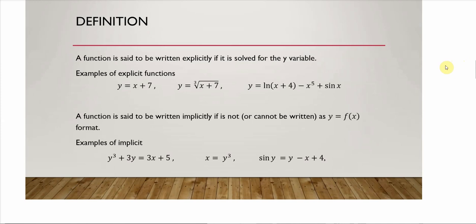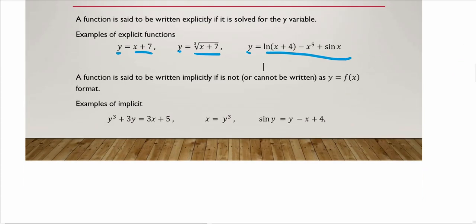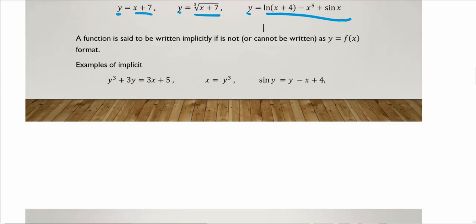A function is said to be written explicitly if it is solved for the variable y. So I want you to look at these three examples: y equals a function of x, y equals a function of x, y equals a function of x. A function is said to be written implicitly if it is not, or cannot be, written in y equals f of x format.